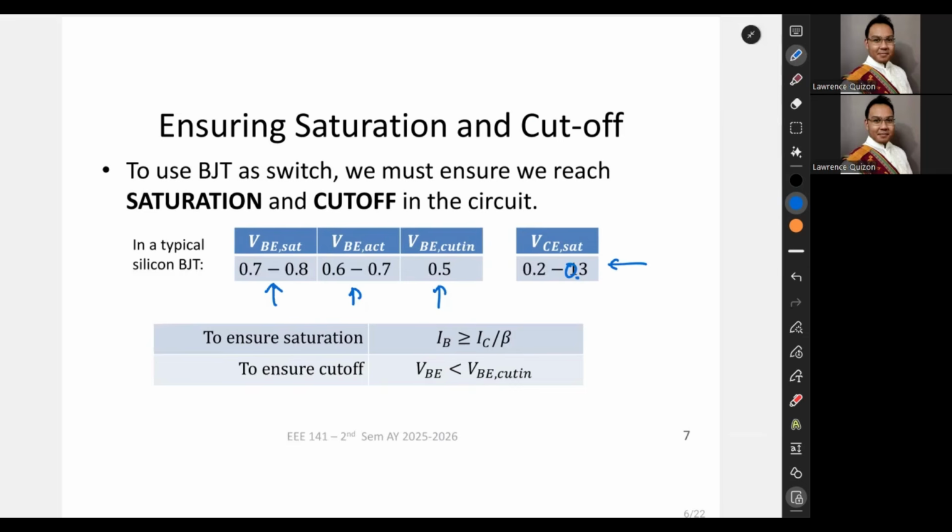So we have to satisfy two conditions when using the BJT as a switch. We have to ensure that it is saturated, and the most important condition for this is that IB has to be greater than IC over beta. When we're using the BJT as an open switch, we have to make sure that the VBE is less than VBE cut-in. So that's this one. We need to make sure that it's less than this one.